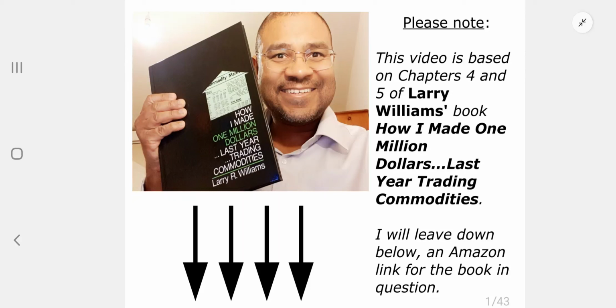Please note, this video is based on chapters 4 and 5 of Larry Williams' book, How I Made $1 Million Last Year Trading Commodities. I will leave down below an Amazon link for the book in question.